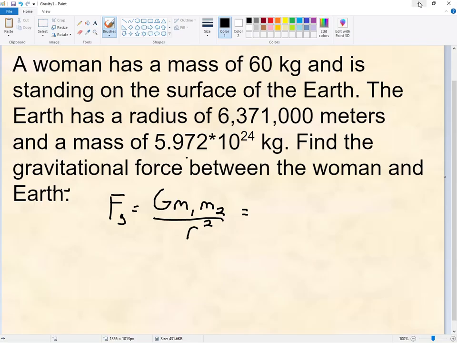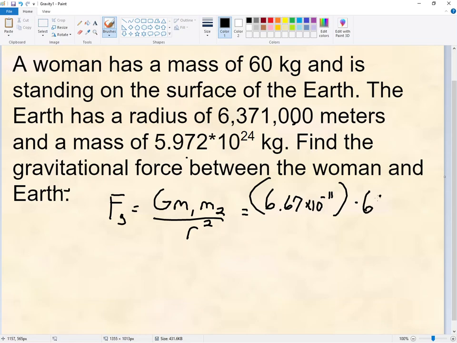6.67 times 10 to the negative 11, yeah. So I'm just going to write that up here. So G is 6.67 times 10 to the negative 11. Okay, there's G. Times the first mass, which is the woman's. And it doesn't matter which one is M1 and which is M2, because it doesn't matter what order you multiply those in.